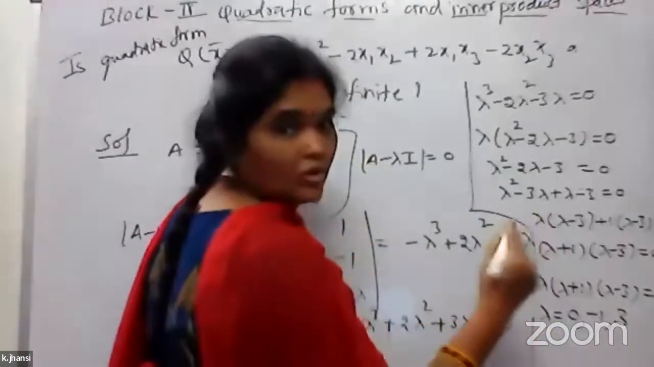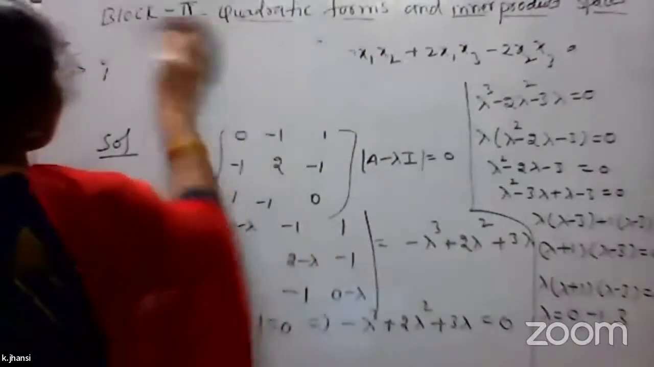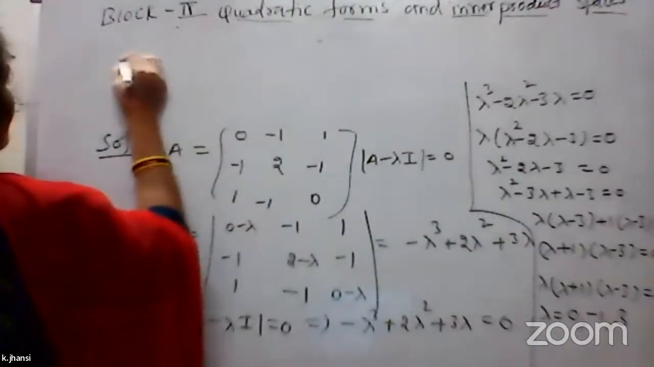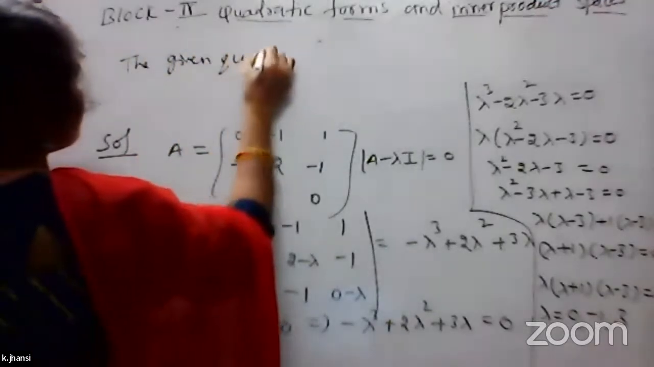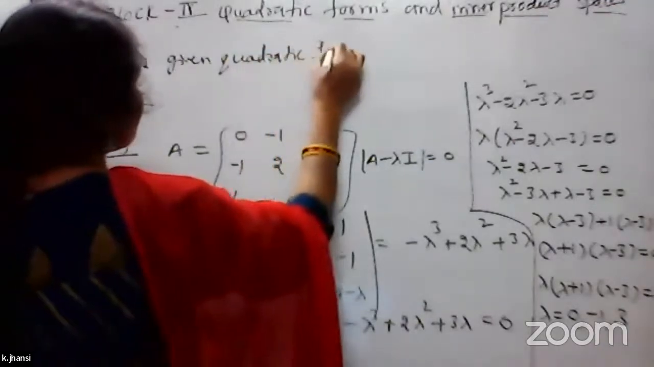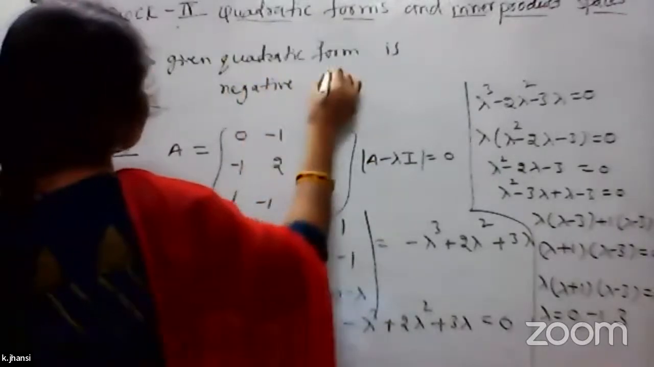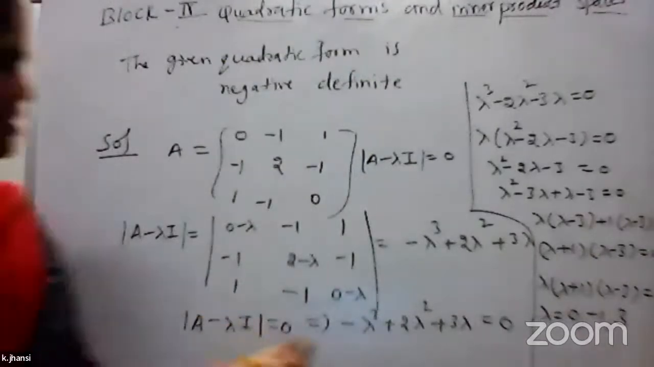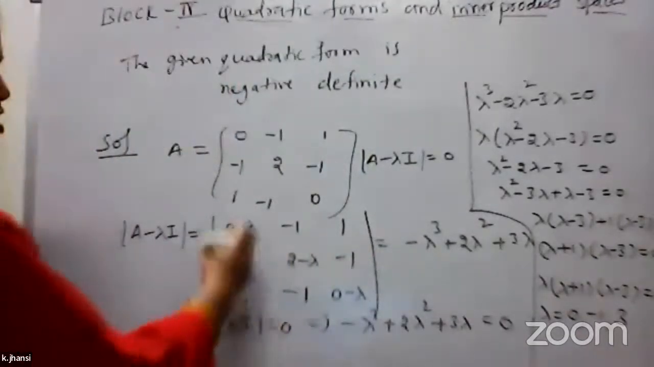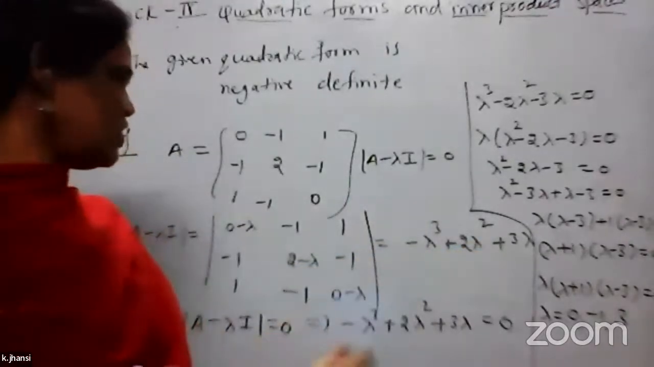Here, are you able to see? So you can write here: the given quadratic form is negative definite. I hope you know how to simplify the determinant. That will take more time, so I have written directly the equation you are getting.